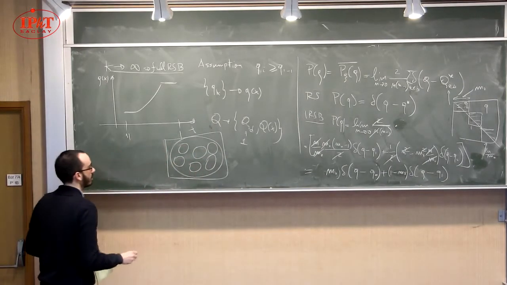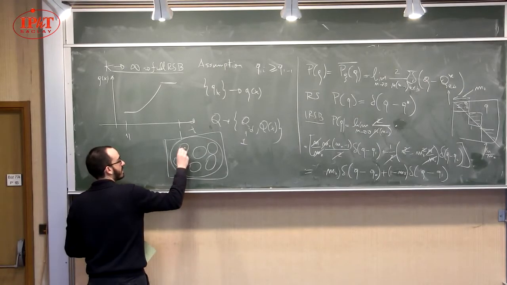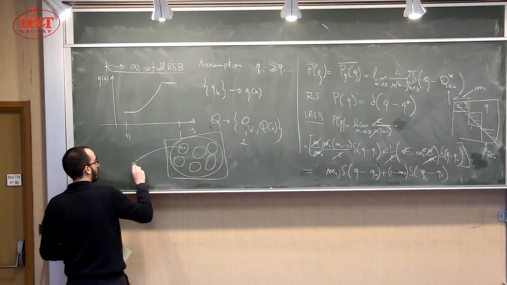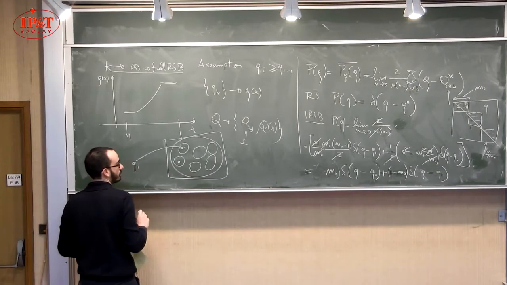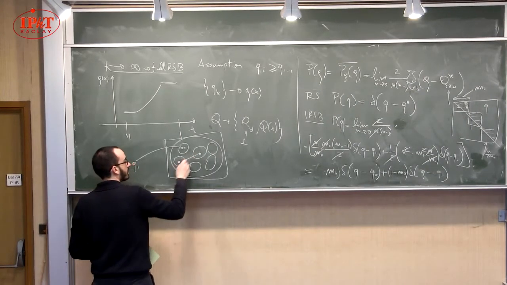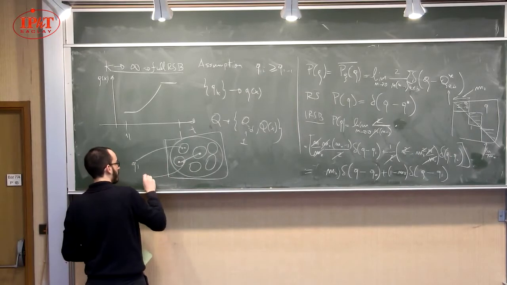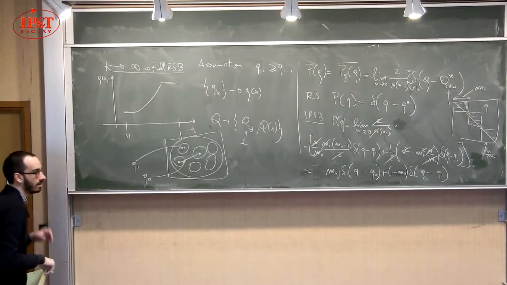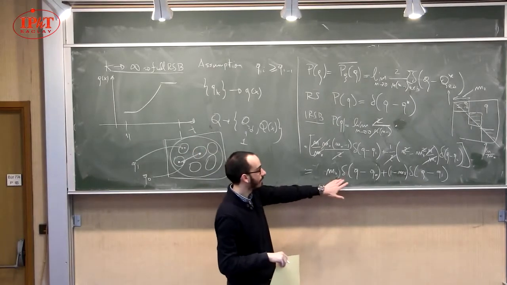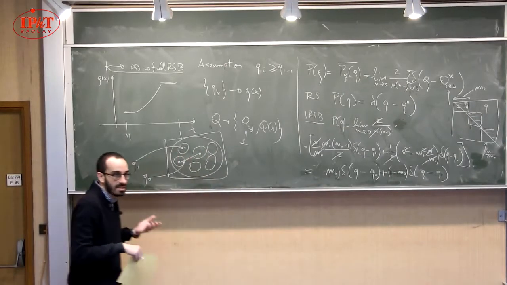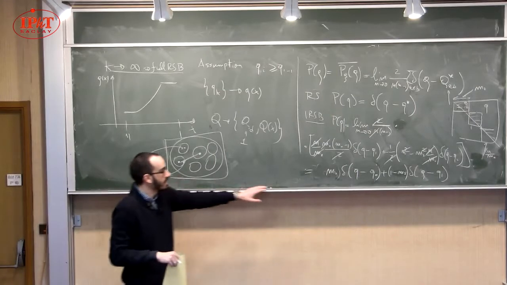So if I pick two solutions that are inside the same cluster, then their overlap will be Q1. But if I pick one solution here and another one there, then their distance will be Q0. So there is some kind of physical interpretation of this form.